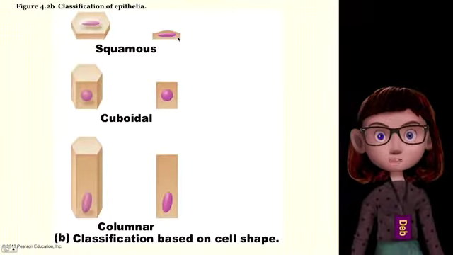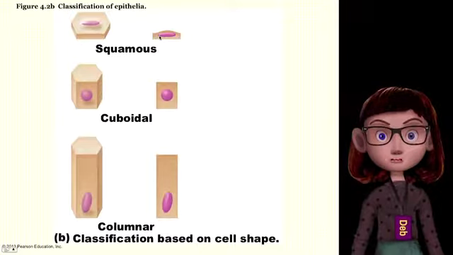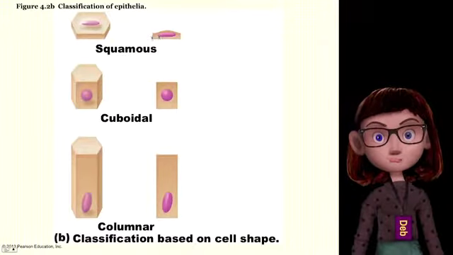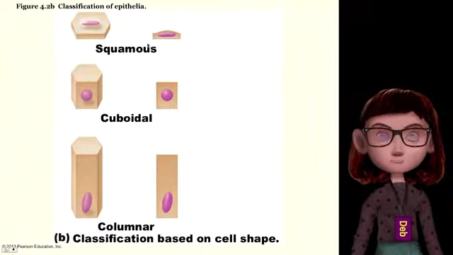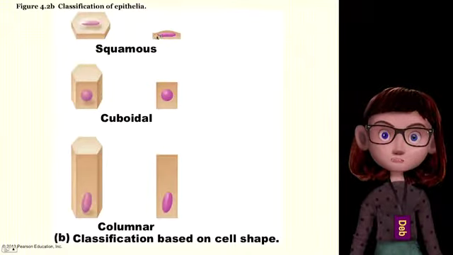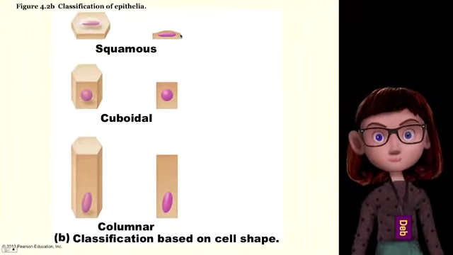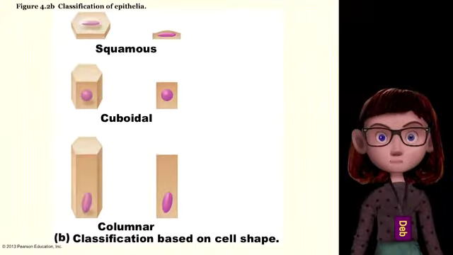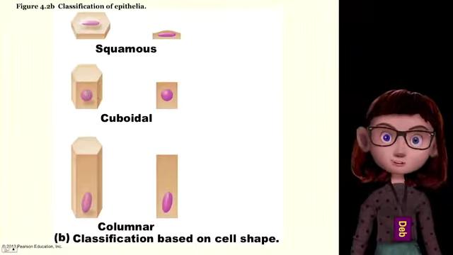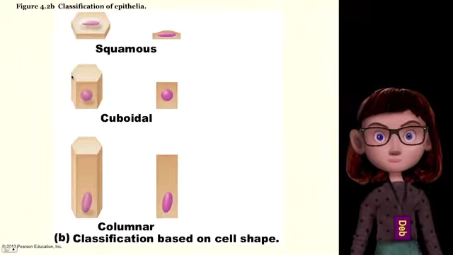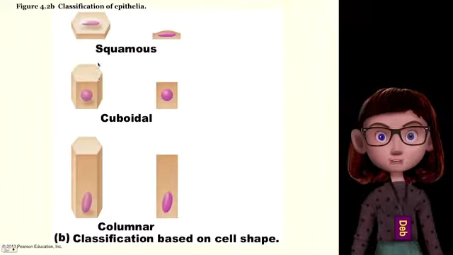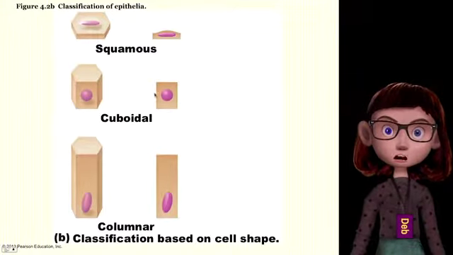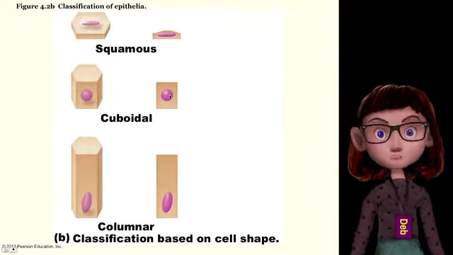Keep in mind that the nucleus of each of the cells is going to assume the shape of that cell. So here you can see this flattened cell from the side, and the nucleus is flat and elongated. It's kind of like a circle if you looked from the top. Cuboidal, roughly cube-shaped. It's equal in depth, height, and width, and the nucleus is somewhat spherical.